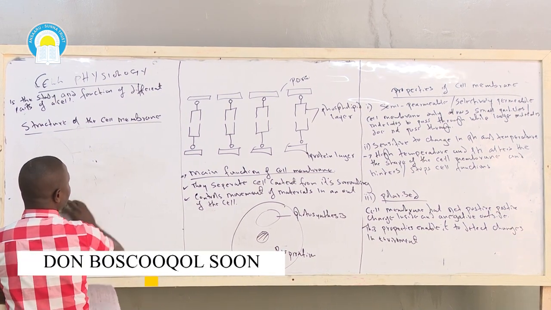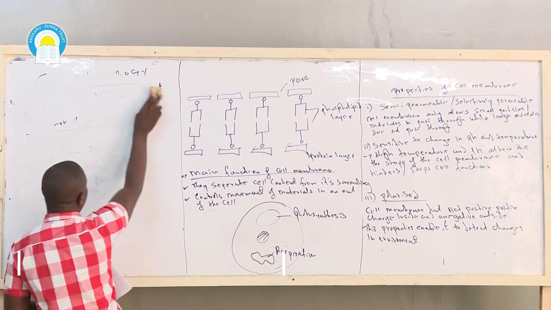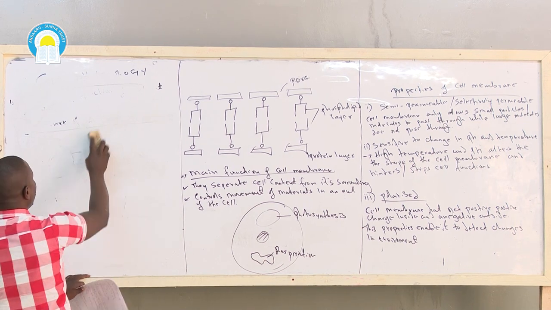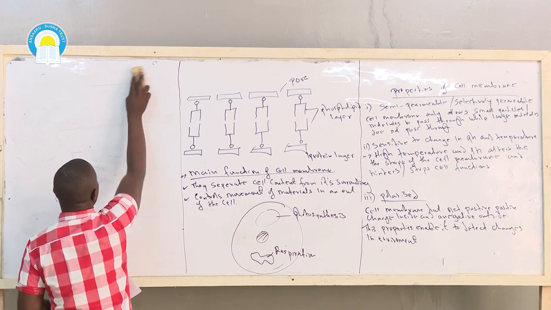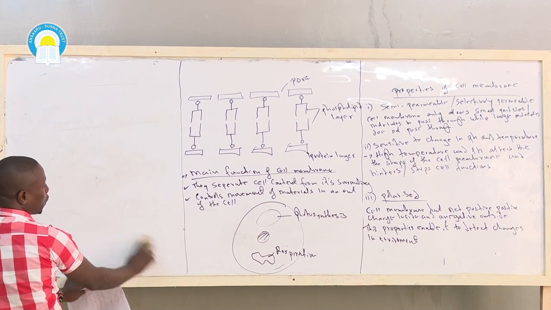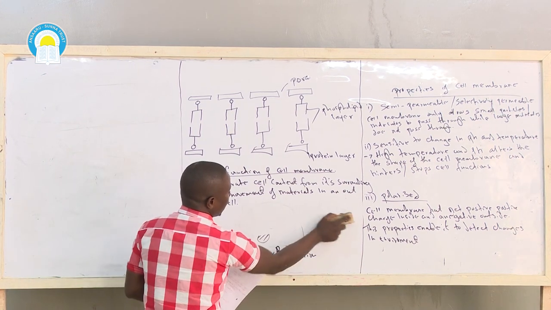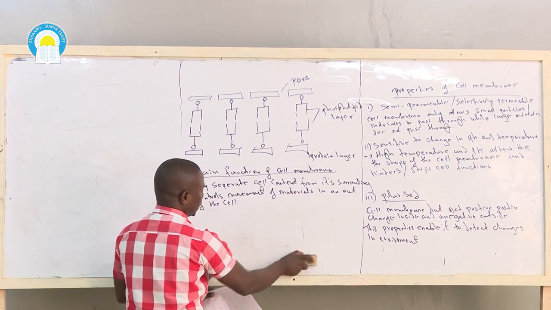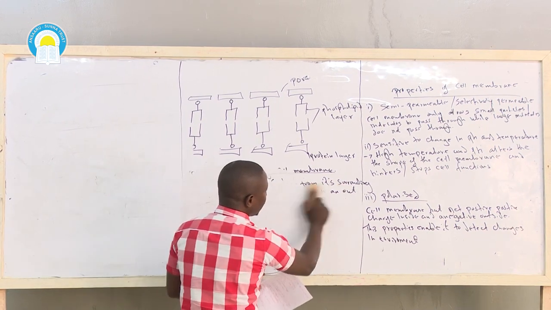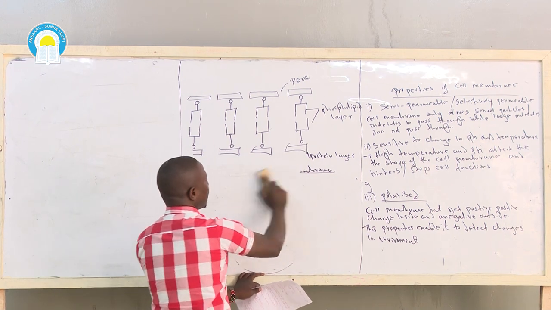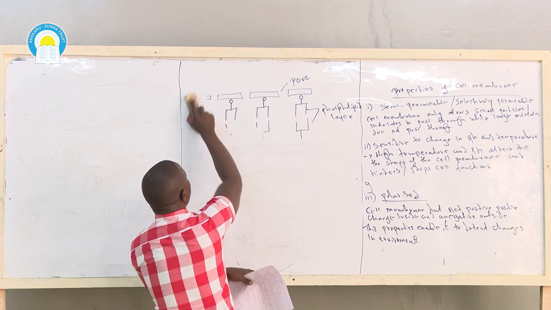So up to that point, the learner should be able to answer the following questions: properties of the cell membrane, and structure of the cell membrane. You should also be able to draw a well-labeled diagram of the structure of the cell membrane. Also, a learner should be able to answer the main functions of the cell membrane.